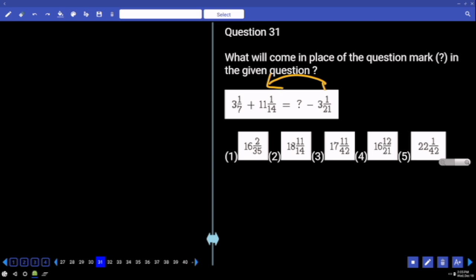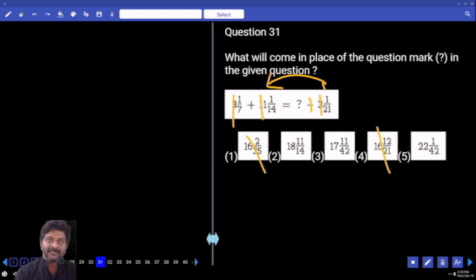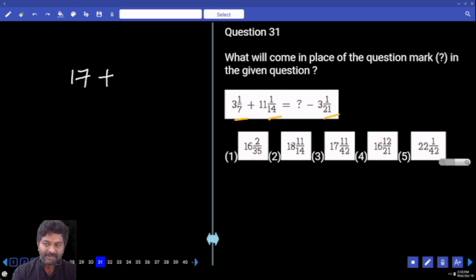to the left hand side and becomes a positive number. Correct? So let us add all integers first. 3 plus 11, 14. 14 plus 3. So all are... first and fourth cannot be your answers because they are less than, and we have 17 and plus something else is there. Right. Now 14, 21.